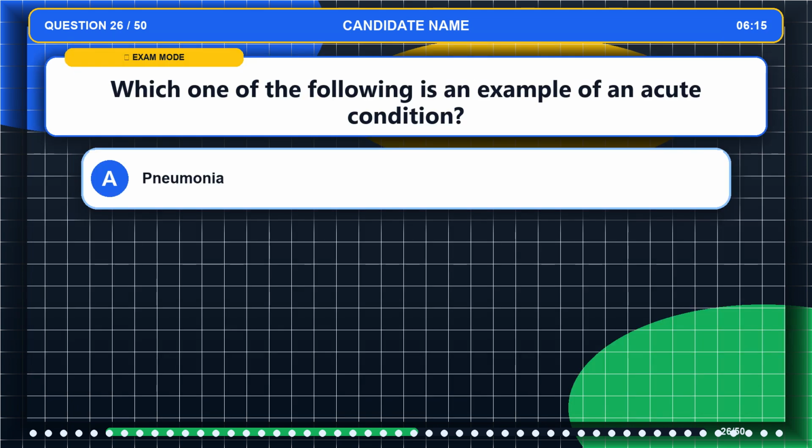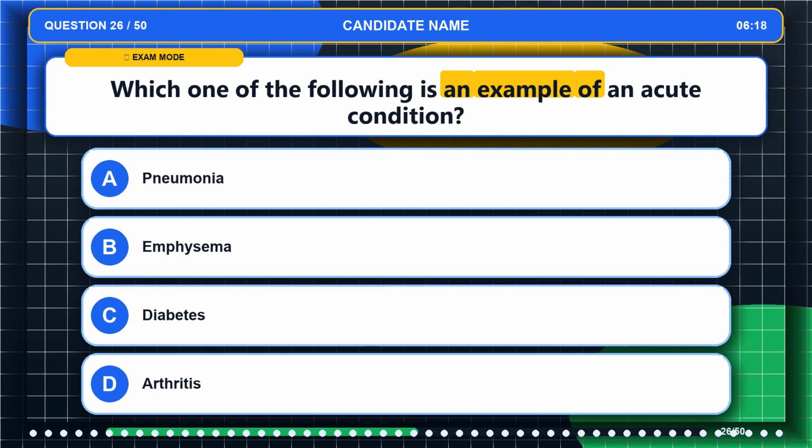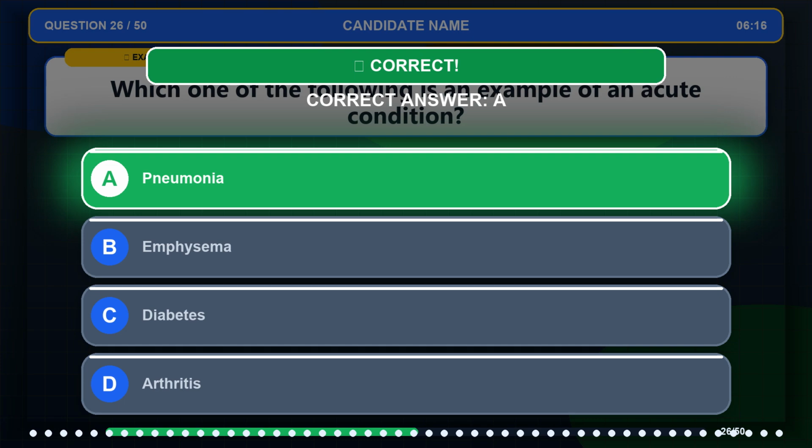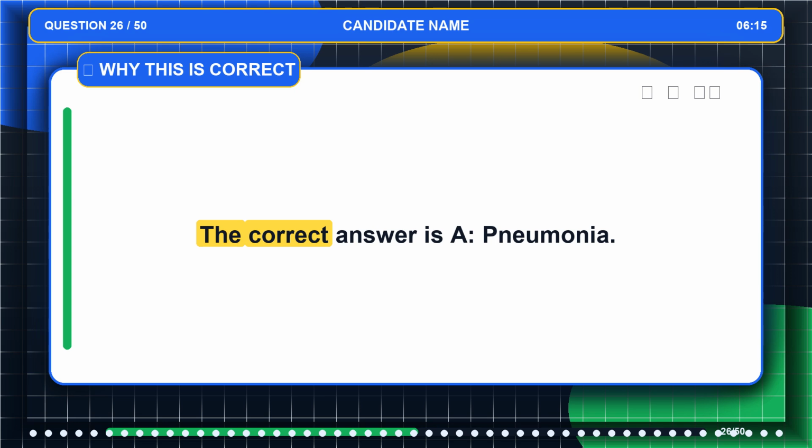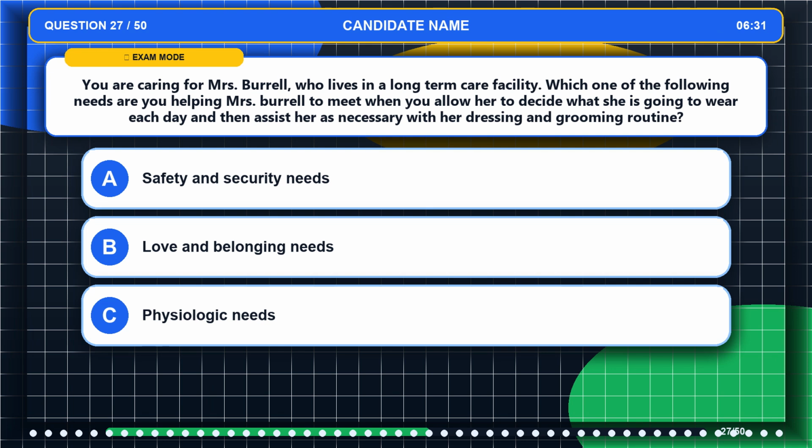Question 26. Which one of the following is an example of an acute condition? Option A, pneumonia. Option B, emphysema. Option C, diabetes. Option D, arthritis. The correct answer is option A, pneumonia.